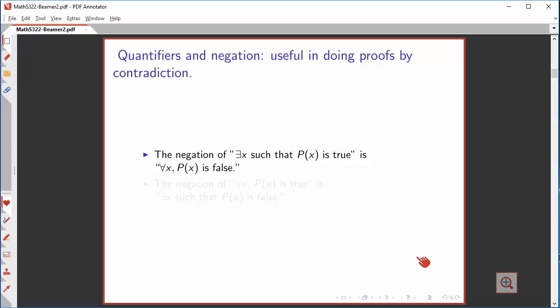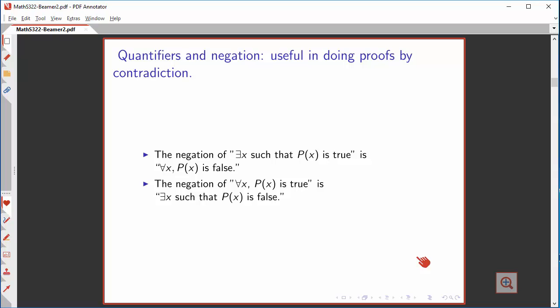So, to negate the proposition, you do two things. You convert p of x is true into p of x is false, and you also replace "there exists" by "for all." The same rule works if you're trying to negate a "for all" statement. If you start with for all x, p of x is true, how can you refute that statement? Well, you refute it by showing a counterexample, and you only need one example. There has to exist an x such that p of x is false.